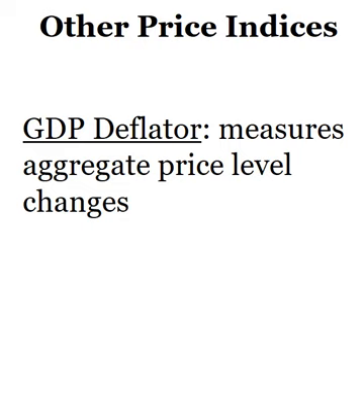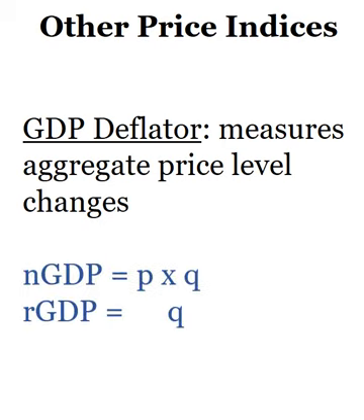The last price index is the GDP deflator. This one uses the GDP totals that we've learned to see how aggregate price level has changed. The GDP deflator can be a little bit more complicated, so we're going to start by reviewing the two different types of GDP. So we have nominal GDP and real GDP.